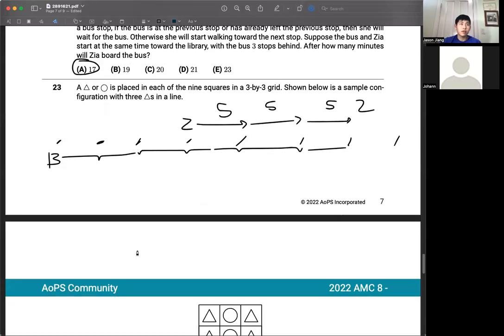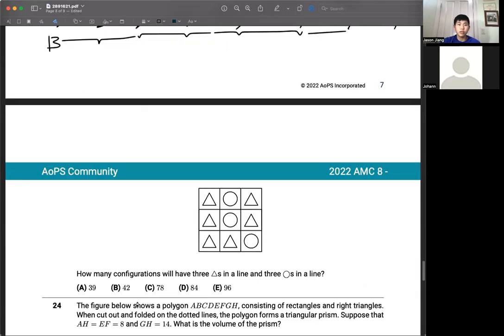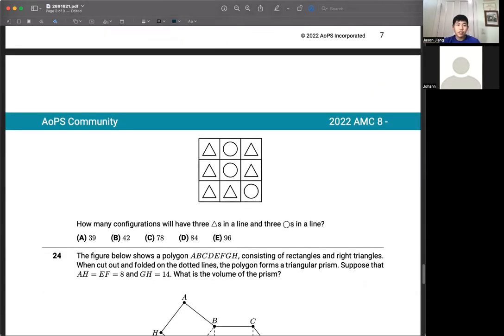Problem 23. A triangle or circle is placed in each of the 9 squares in a 3x3 grid. Shown below is a sample configuration with 3 triangles in a line. How many configurations will have 3 triangles in a line and 3 circles in a line?